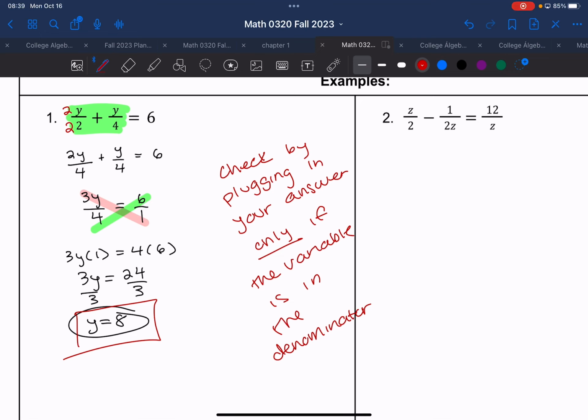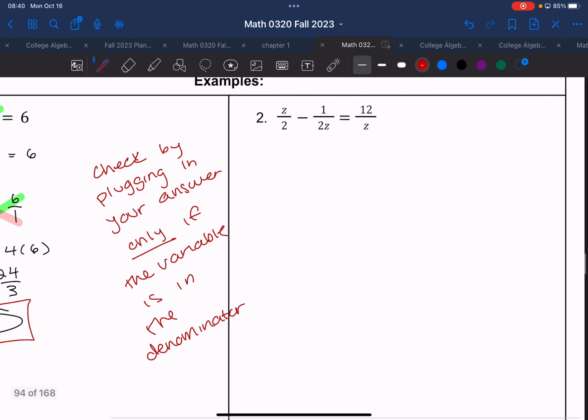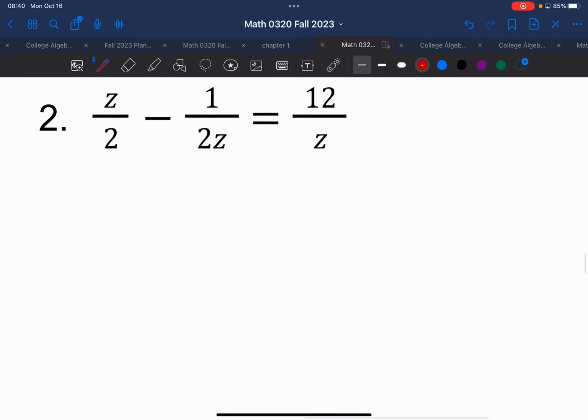Okay, any questions about that last part that I wrote in red? Okay. We're going to see an example of that in 2, because notice in 2, not only do we have a variable in the numerator, we also have the variables in the denominators. So that means once we find our answer, we're going to have to plug in our answer into the original problem to make sure that this 2z and this c does not turn to 0.